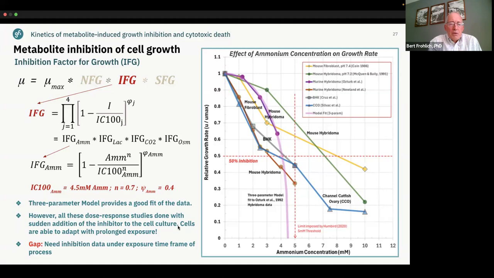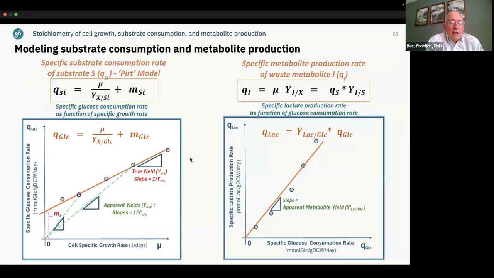So I think the way these studies were done is not truly representative of what's actually going to happen in a bioreactor under conditions of prolonged exposure. It also points out some opportunities for adaptation. So we just want to make sure that's clear. We would need better data to represent inhibition that is more appropriate for what actually happens in a bioreactor. Okay, enough said on that one.